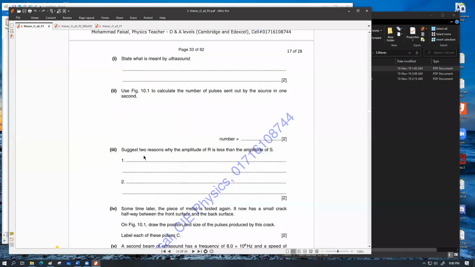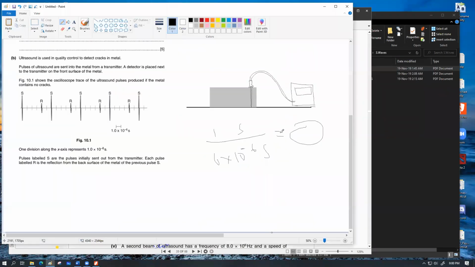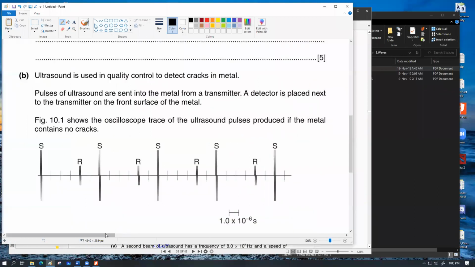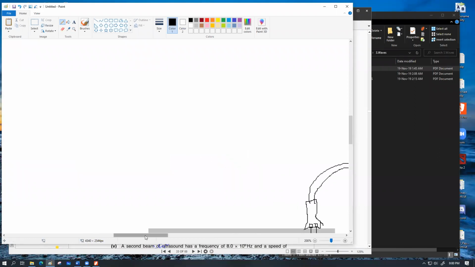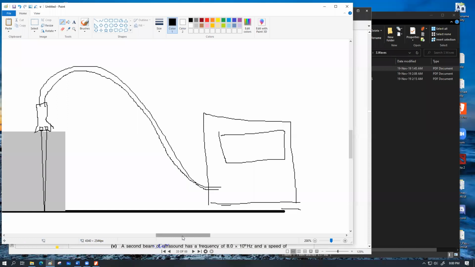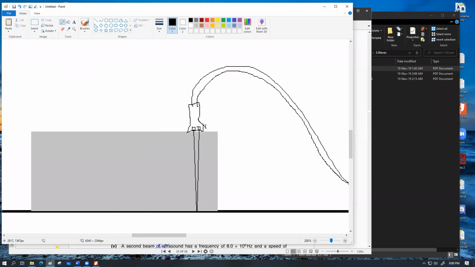Okay, the question says suggest 2 reasons why the amplitude of R is less than the amplitude of S. Two reasons. Let me show you. The first part is that when the send pulse goes out, the sound is not going to travel in a straight line like this. I have only shown the straight line path to give you an idea of how much path should be covered for the sound to be reflected back.